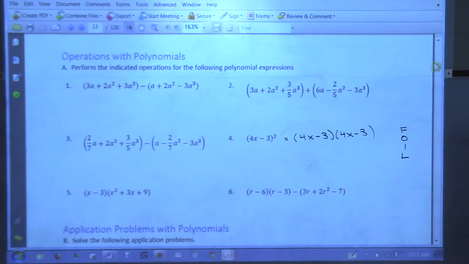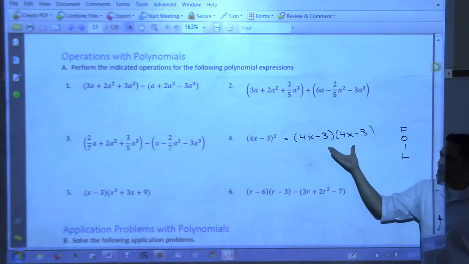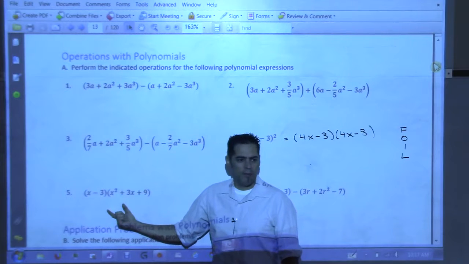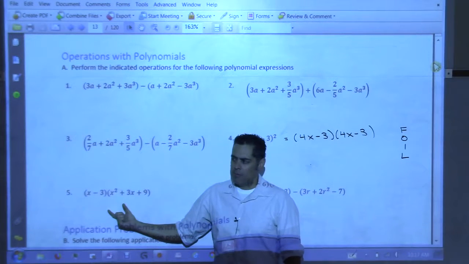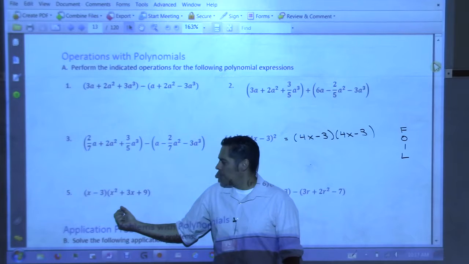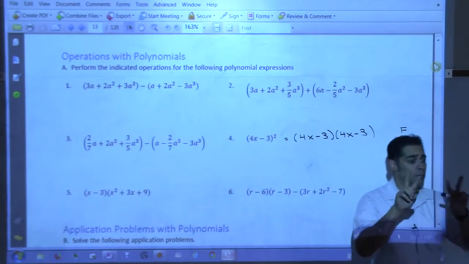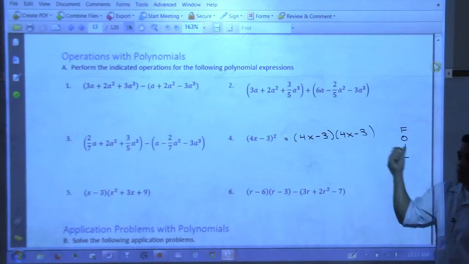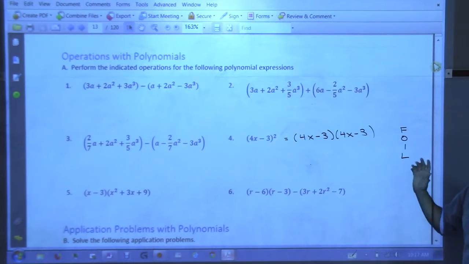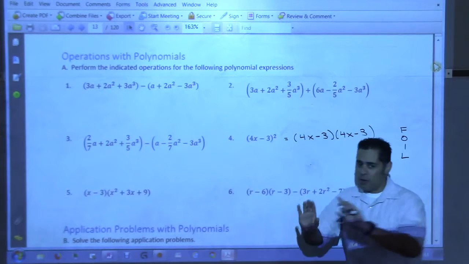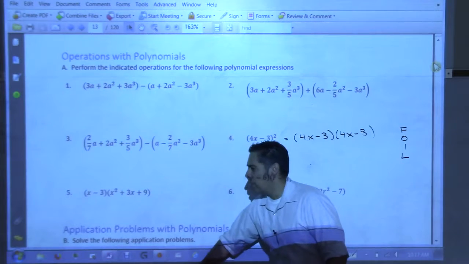And I'll be honest, I'm not a big fan of FOIL. I understand it comes up and it's useful, and FOIL works here. FOIL is first, outer, inner, last. But what about number 5? Can you do FOIL on number 5? Why not? Because you've got 2 things here and 3 things here. You can only use FOIL when you have 2 and 2. So it's cute and a lot of people like it. But can I have you approach it in a slightly different way? Just for a moment, if you could be open to something new.